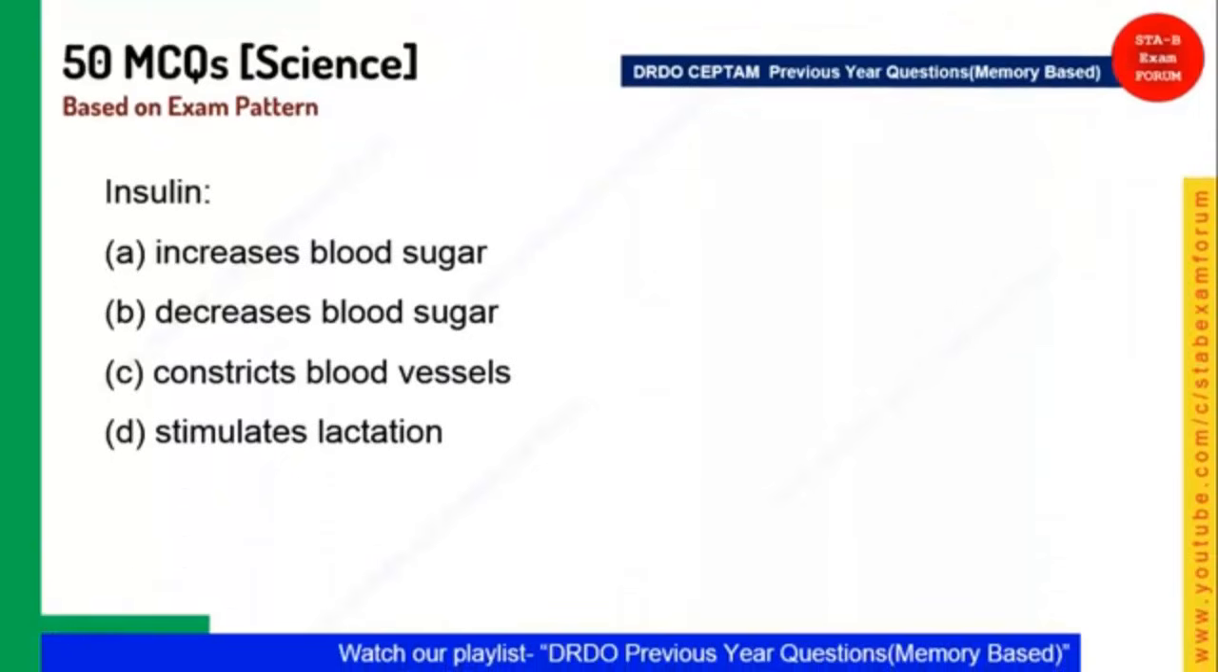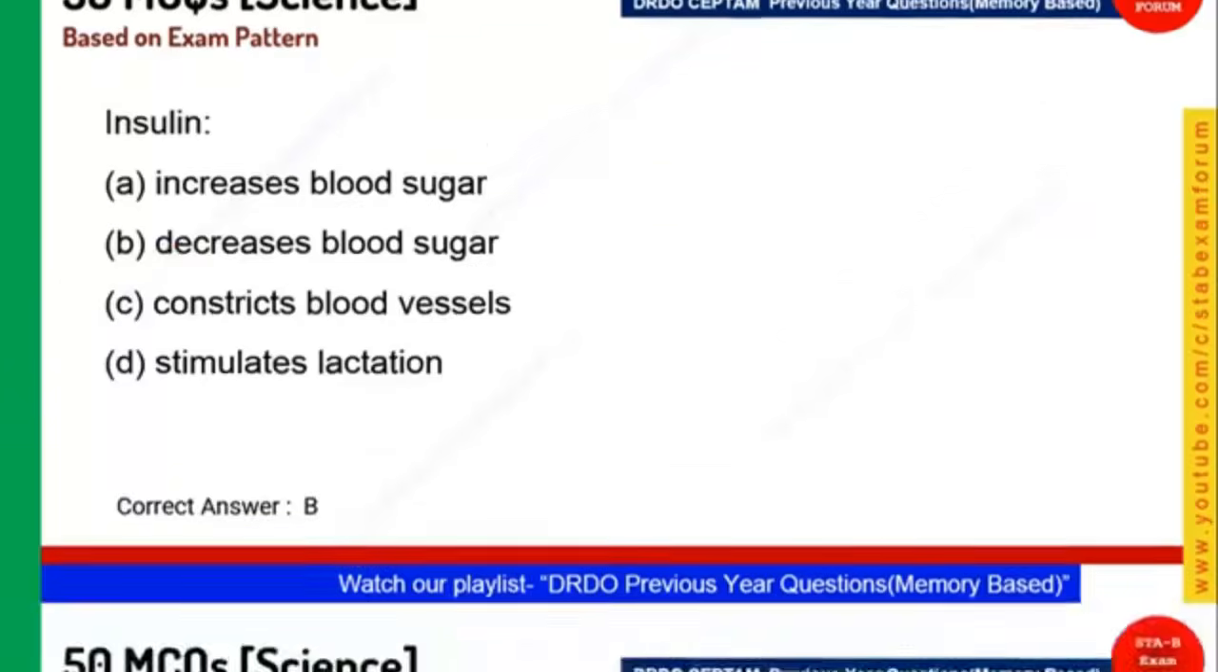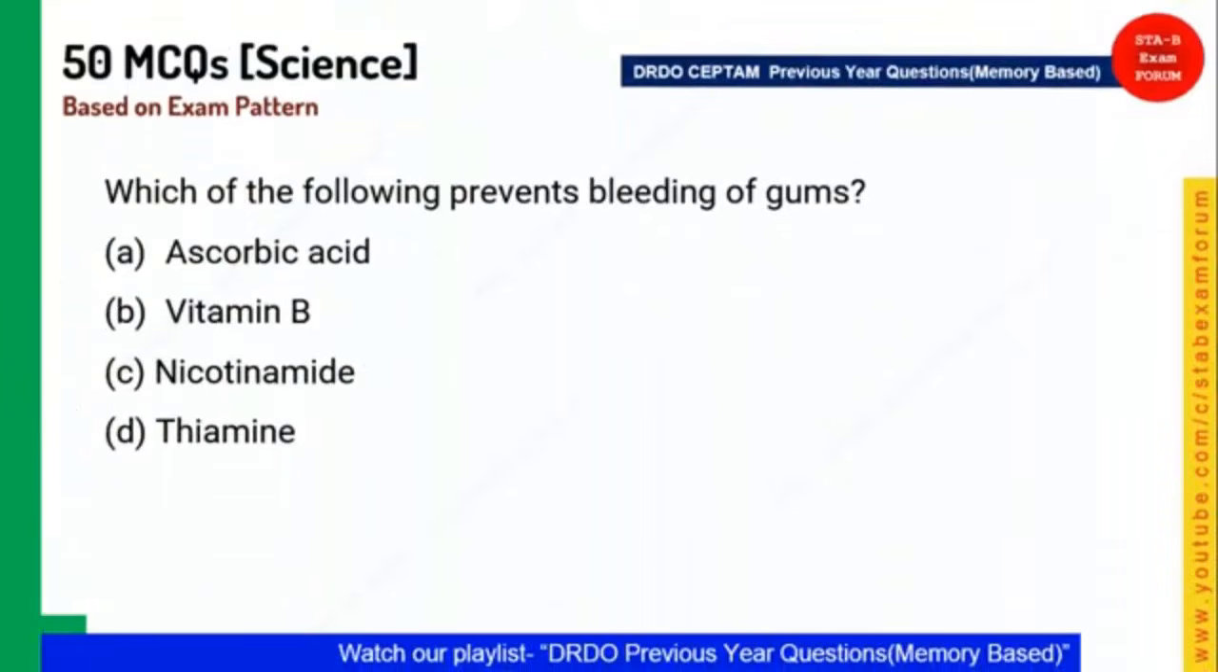So you must have heard this insulin, which is used in treating diabetes. So what is the reason of using insulin? So these are the four options: increases the blood sugar, decrease the blood sugar, constrict blood vessels, stimulate lactation. Student, insulin is used in diabetic to decrease the blood sugar. So option B is the correct answer. Let's see the next question. Which of the following prevent bleeding of gums?